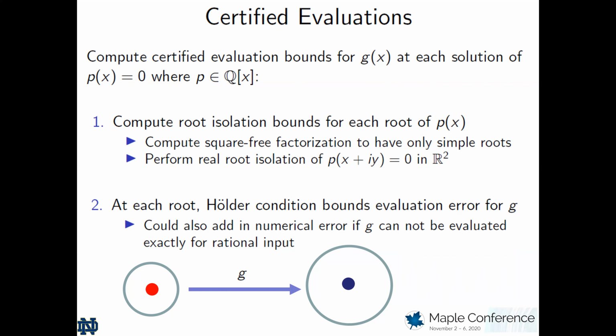So at each of these prospective roots, we evaluate the Holder condition to give us evaluation error bounds for G. Of course, G could be a function that we can't even evaluate exactly for rational input. So if we put in a rational number, we might not be able to evaluate exactly. And so we can add in our numerical error to make this bound bigger so that we contain both the evaluation error from not being exactly at the root, as well as the numerical error from not being able to evaluate exactly.